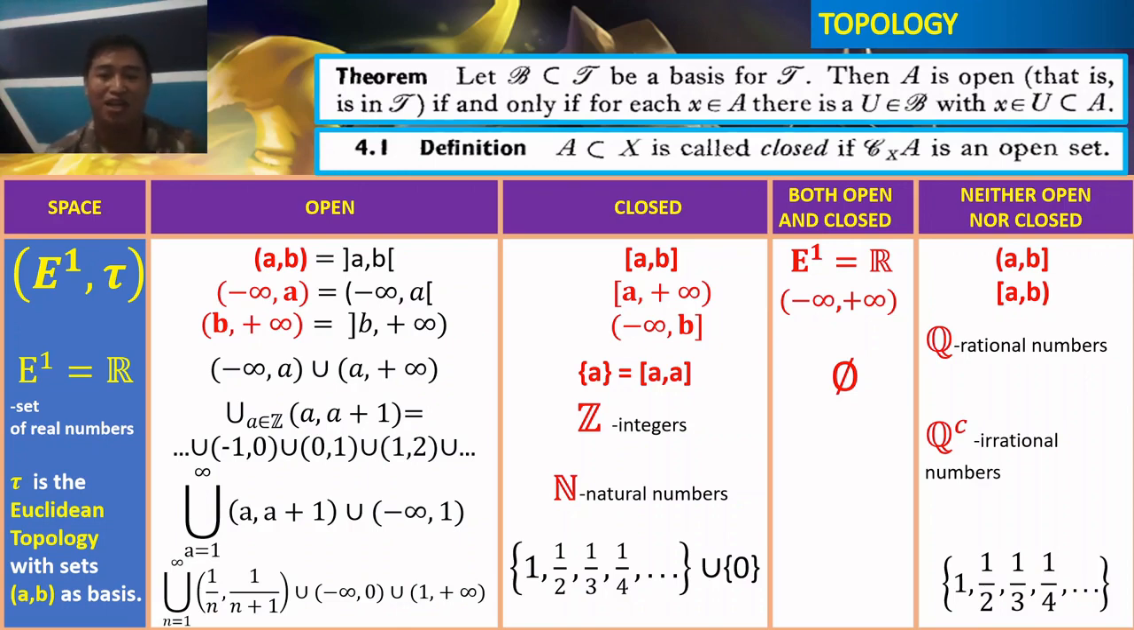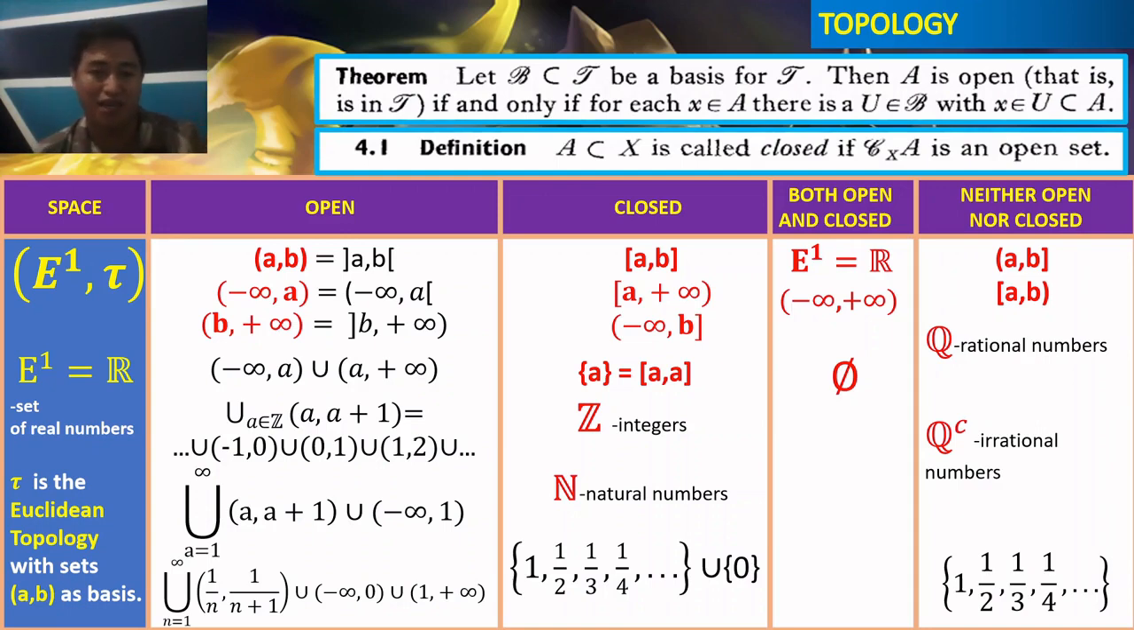So, closed na siya. Okay, next example, class kani siya, 1, 1/2, 1/3, 1/4, and so on. Then union 0. Okay, that set class is closed. Why? Because the complement class is open. As you can see, there at the open sets part, it is the union of positive or open intervals, right?